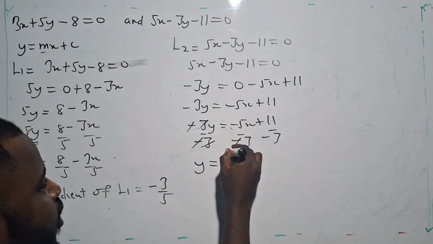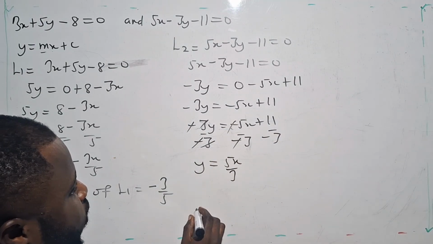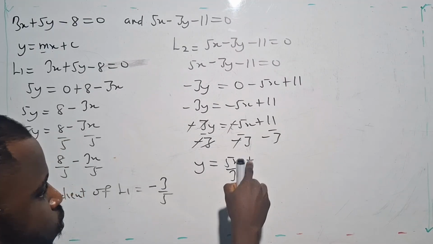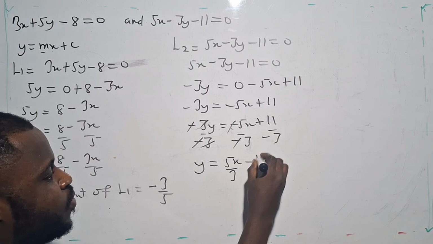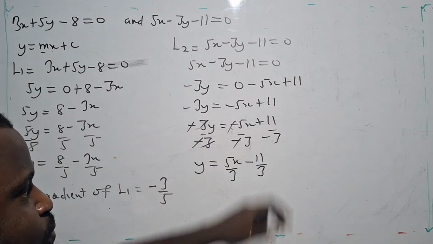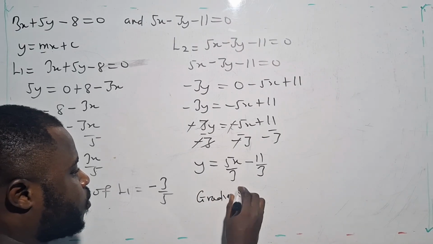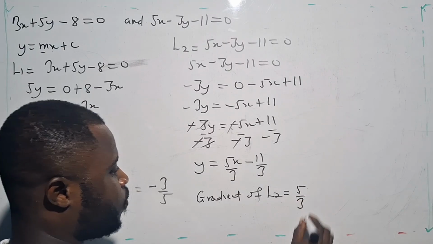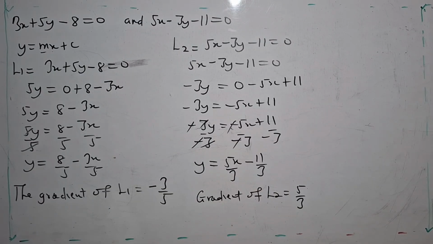Now y: negative divided by negative gives positive, so I have 5x on 3. Then plus. Now, look here: negative and positive dividing, so it's going to be negative 11 on 3. So be very careful here. Negative divided by positive is going to be negative. So the gradient of L2, line 2, is 5 on 3. This is the gradient of L1, and this is the gradient of L2.